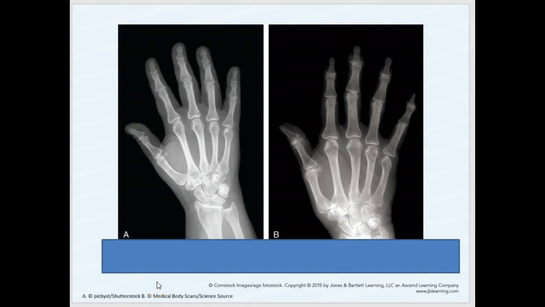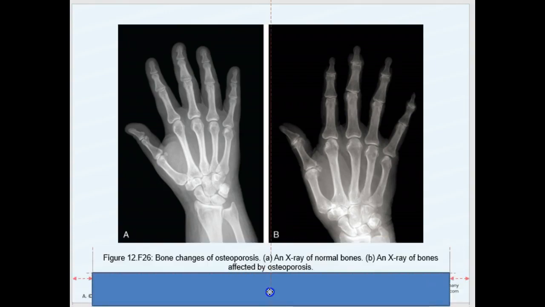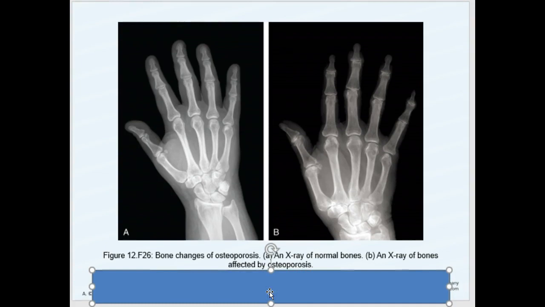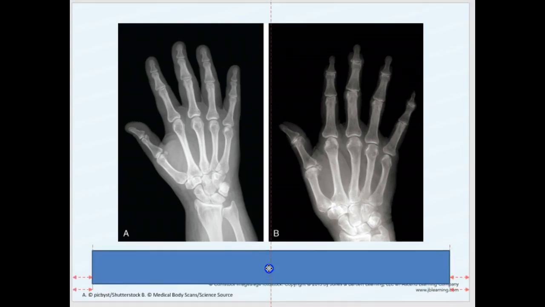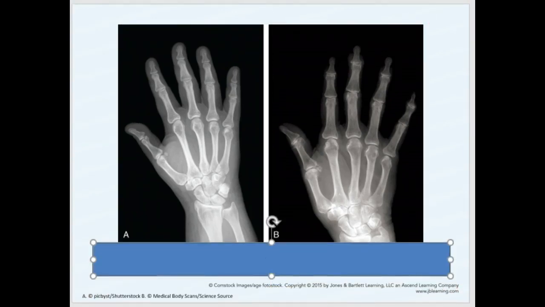What do you think this is? Left is normal, right is abnormal. This would be osteoporosis. And of course, if you have to pause the tape, do so. But you can see the bone changes with osteoporosis. And once again, don't forget, the one on the right has to have at least 50% or more of bone loss. So you want to get your bone scans done and get those diagnoses early.